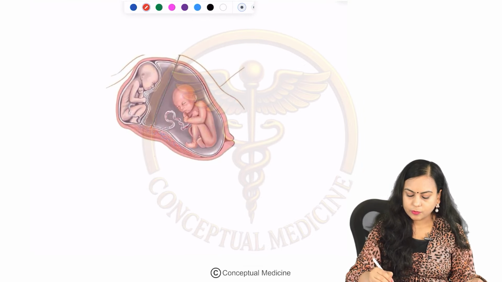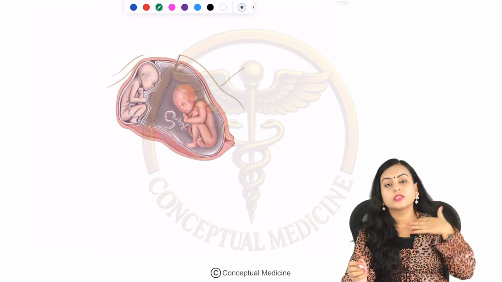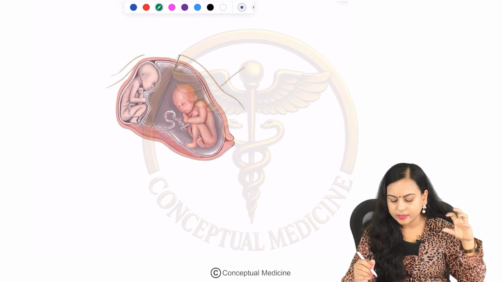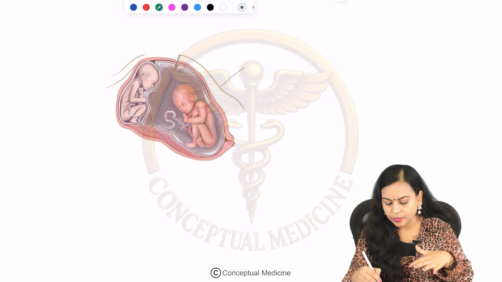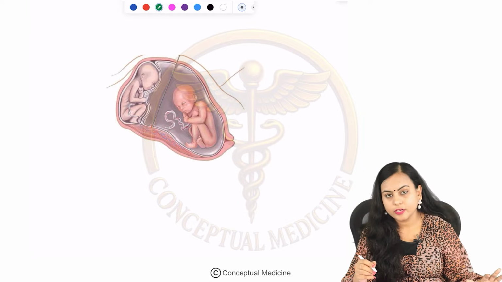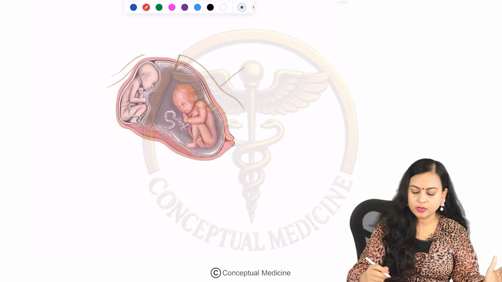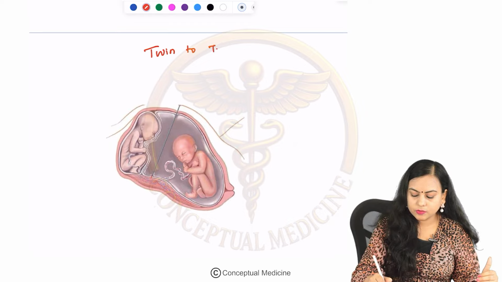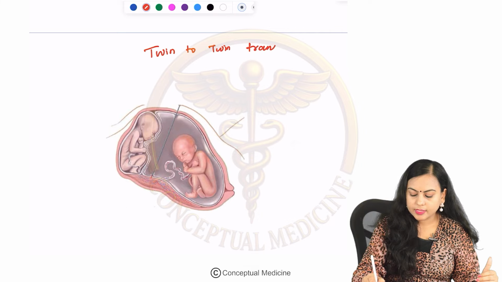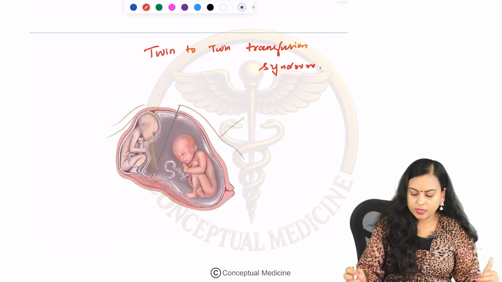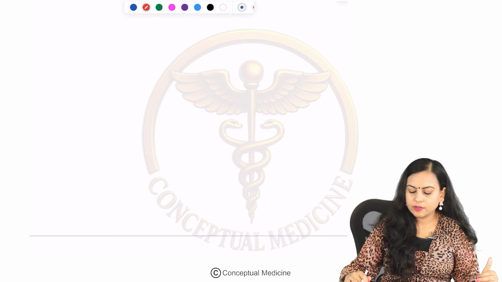Now see this picture. What are you able to see? You are able to see twin pregnancy, but one baby is comparatively short and it seems the growth is not adequate, whereas one baby seems a big baby and it is erythematous also, right? And this baby seems somewhat pale, right? So what is it? Yes, it is going to be twin to twin transfusion syndrome. So now let us discuss twin to twin transfusion syndrome.